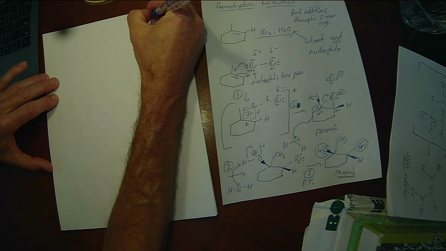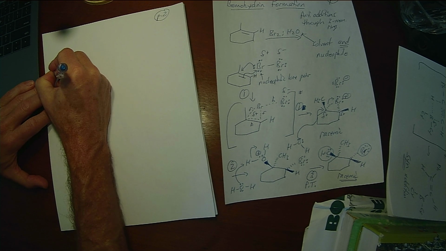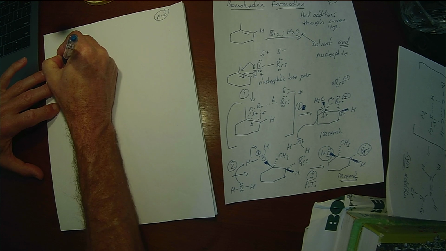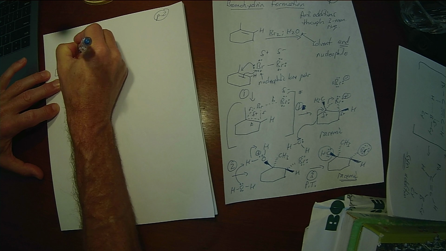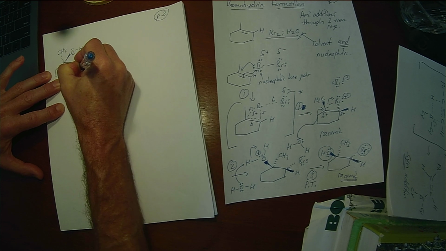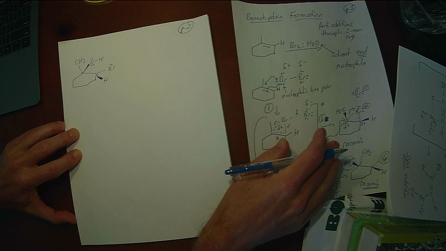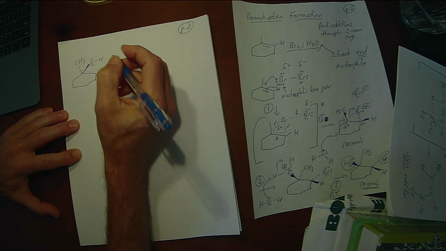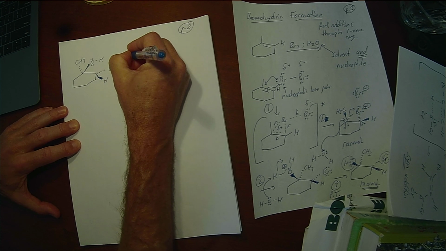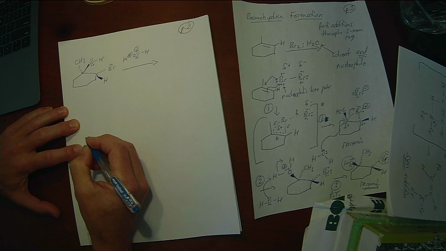That bromohydrin is useful because since it was an anti-addition, the OH group is opposite the bromine, which means it's held in exactly the right position for an intramolecular Williamson ether synthesis. So if we now treat this with KOH, or sodium hydroxide, doesn't really matter. KOH is a little bit more soluble in the nonpolar solvents.